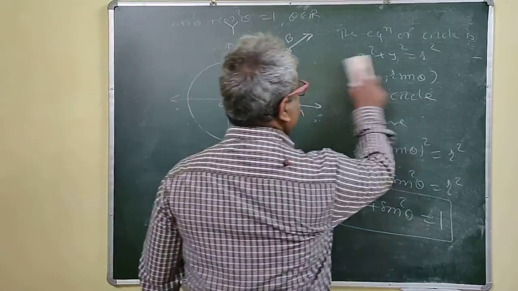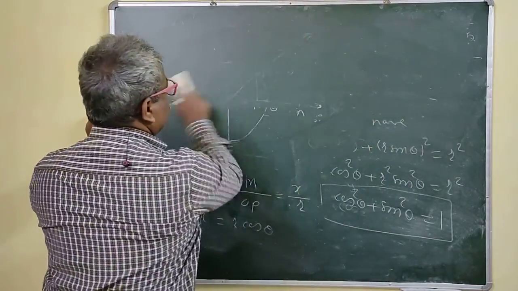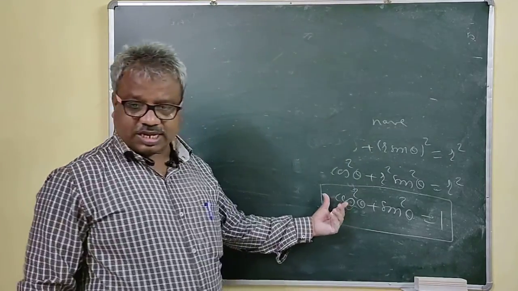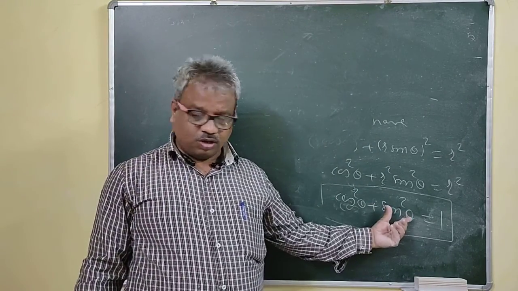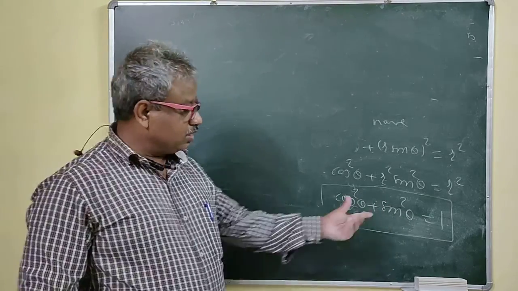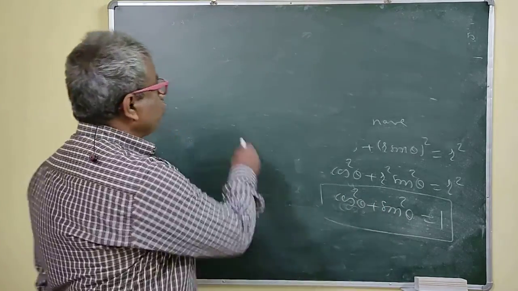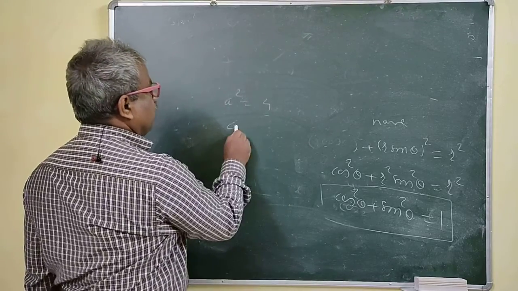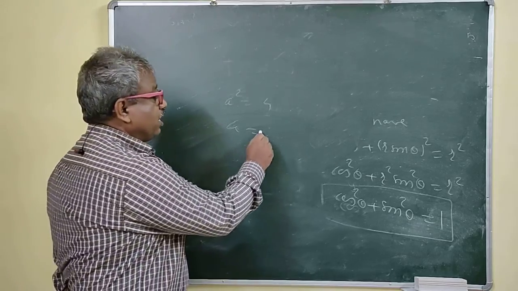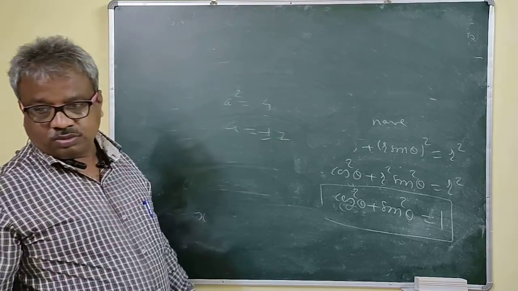Now we have this. If you know cos theta, you can find sin theta, and if you know sin theta, you can find the value of cos theta. The problem here is the sine square. We know that if x square is equal to 4, then x is equal to plus or minus 2. Don't say it is only 2.